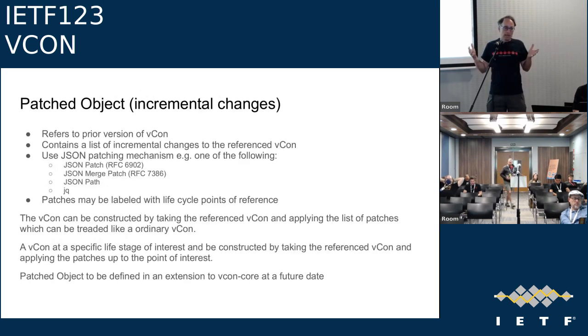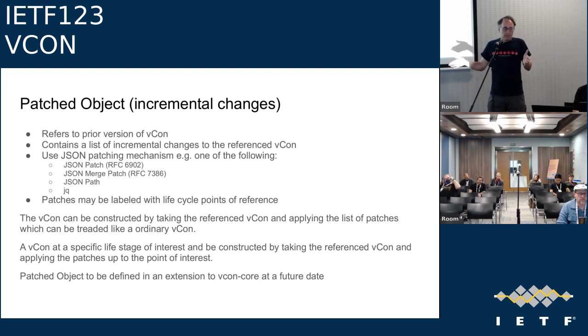And then we can define a patched object, which again refers to the prior version and contains a list of incremental changes relative to that prior version. We can use something like JSON patch, JSON merge, JSON path, jq, whatever, to be discussed. It's some mechanism for describing the incremental changes, so that you don't have a full copy or duplicated data. One of the use cases identified is that we want to identify the vCon at different points in its life cycle. So this patch object could have a list of patches in it, and they can be labeled for specific stages of life in the vCon.